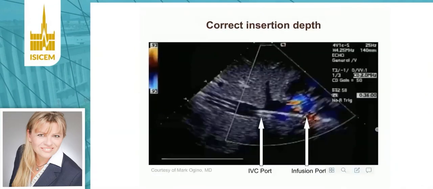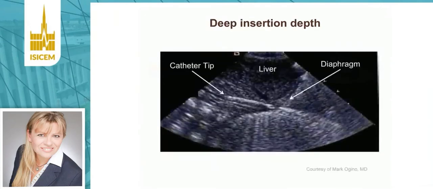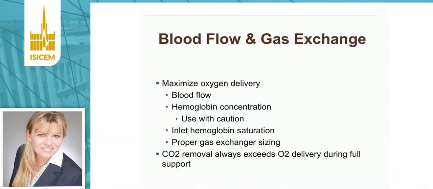This is the correct insertion depth of the cannula, with the infusion port outside, at a bit of a long distance to the liver vein. And again, this is an example of deep insertion depth, and it should be corrected.